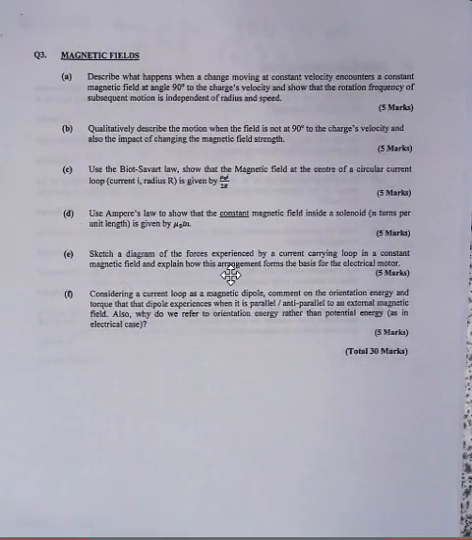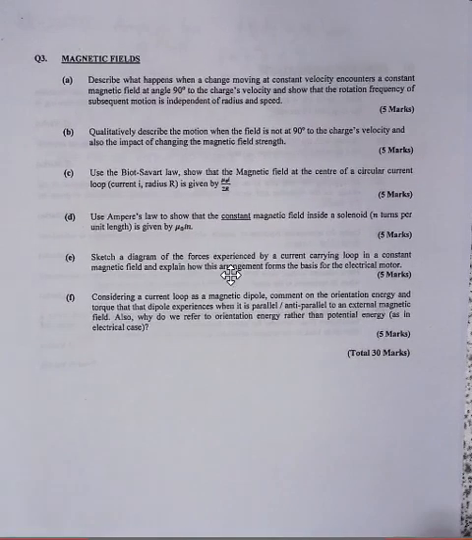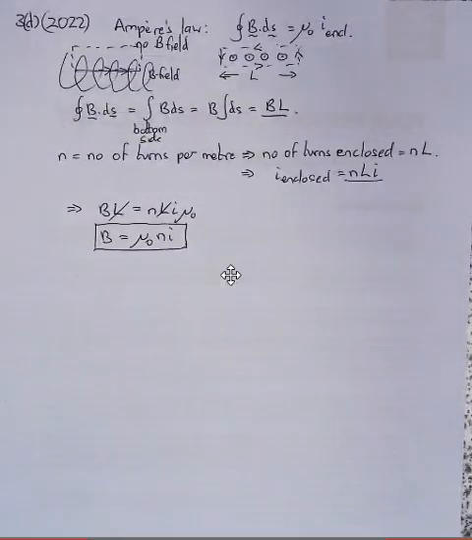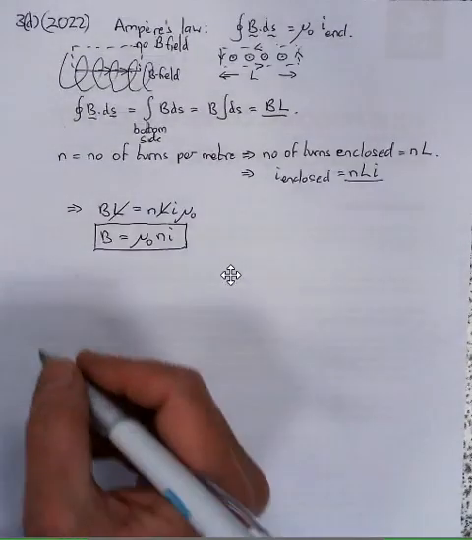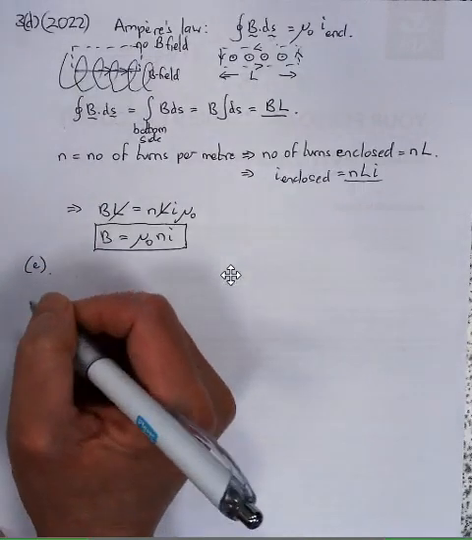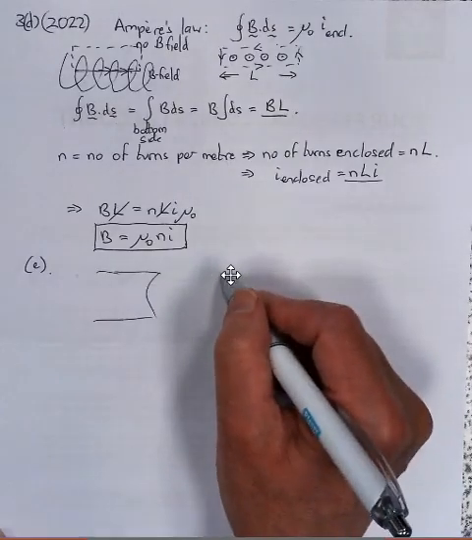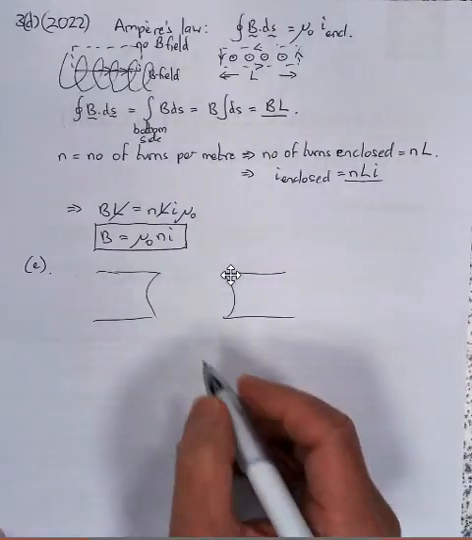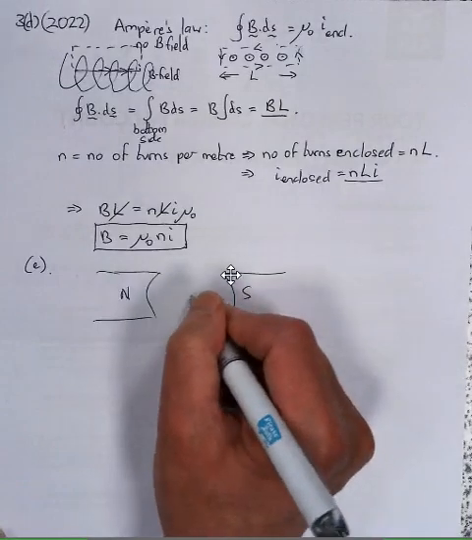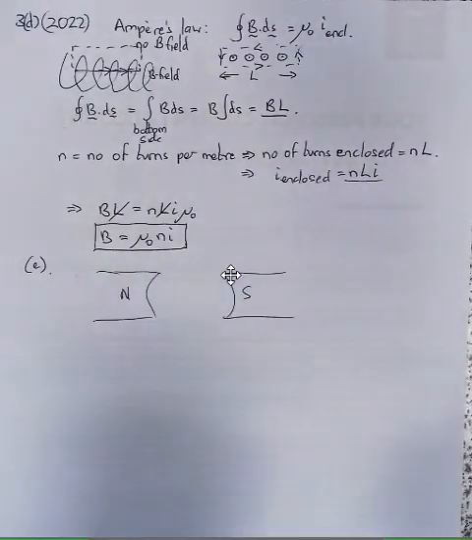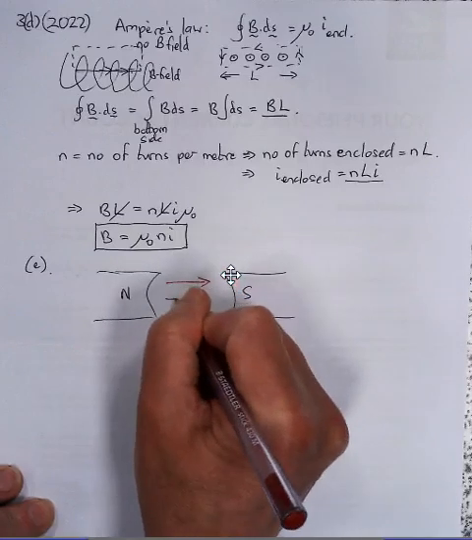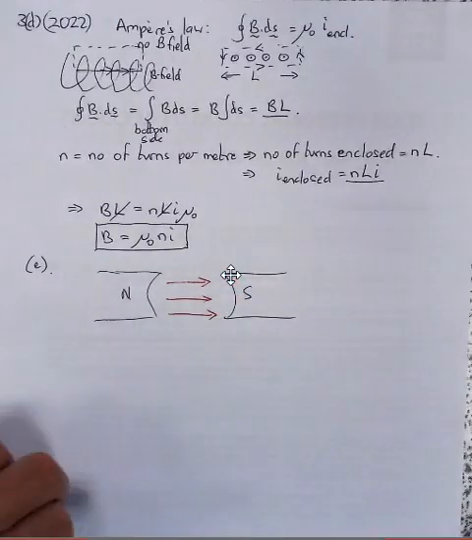So part E, sketch a diagram of the forces experienced by a current carrying loop in a constant magnetic field and explain how this arrangement forms the basis of the electric motor. I'm not going to go through the whole explanation, but what we'll set up is just the basic idea. You have a north and a south. Magnetic field is going that way. I'll draw that in red. And we have a coil in here.